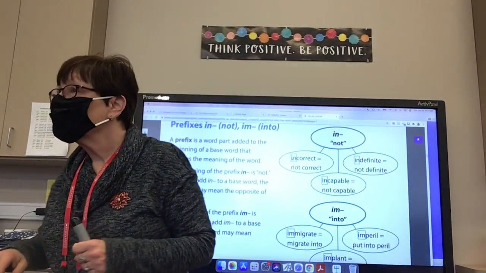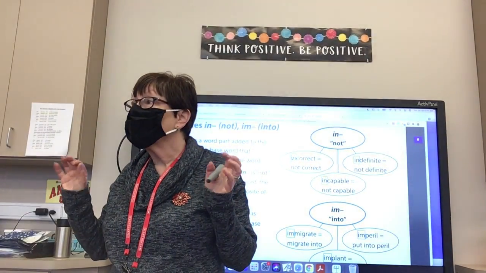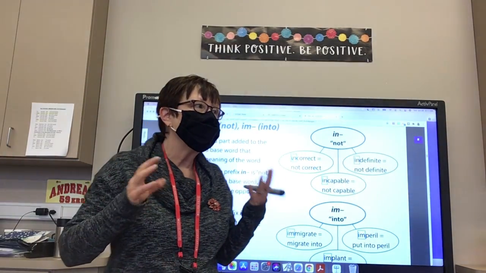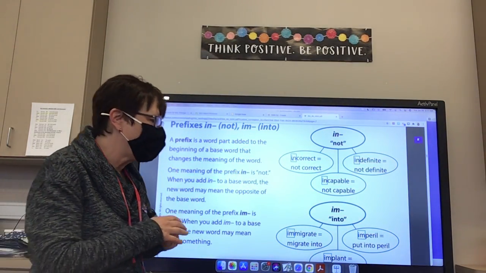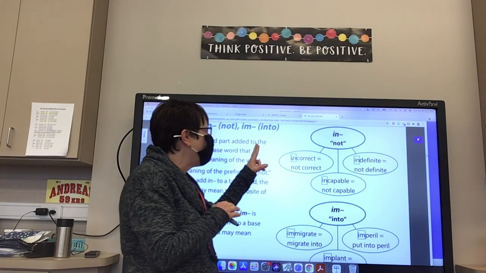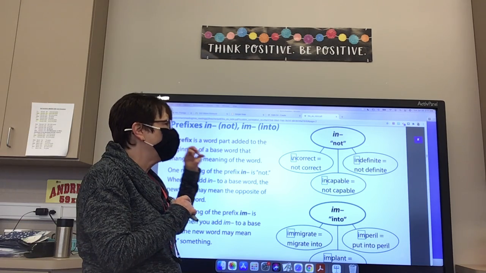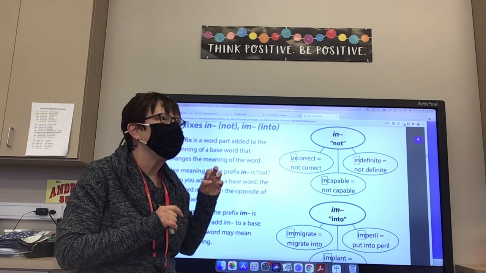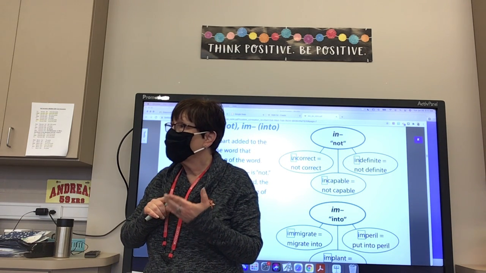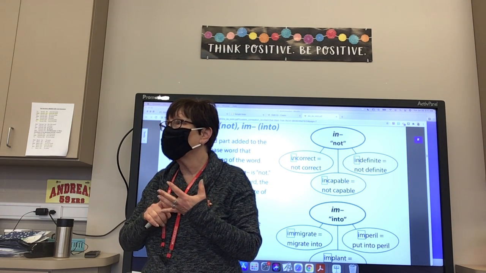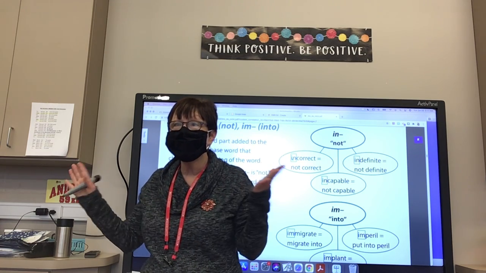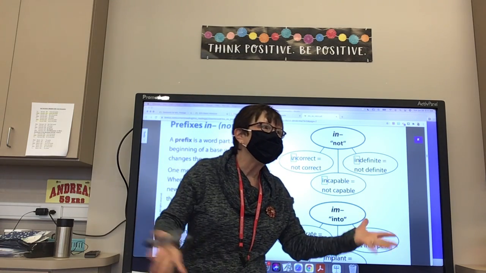Okay, boys and girls, we are going to practice once again with our prefixes because we want to make sure that we have them straight in our head. Now, we have two of them. We have IN and we have IM. First off, a prefix goes where in a word? At the beginning or end? Everybody? Beginning. Beginning of a word.